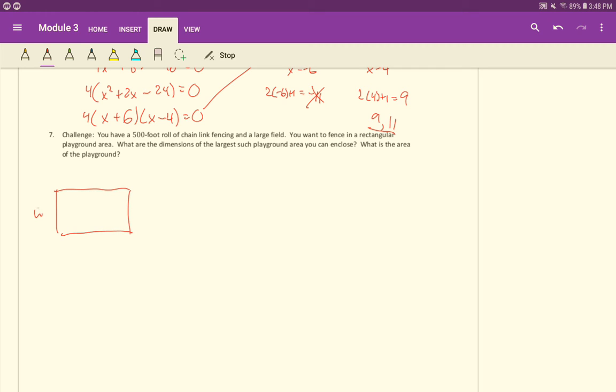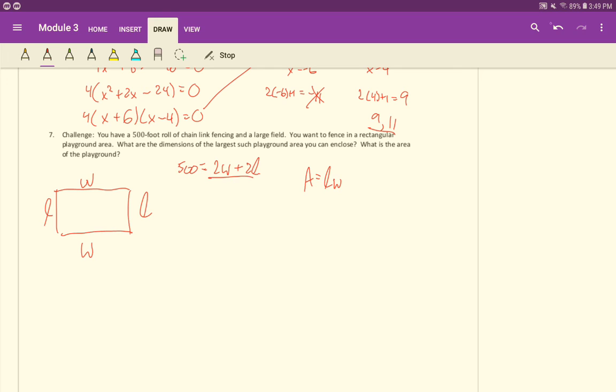You'll have width and length, and that's going to be for the perimeter. Then this 500-foot roll, that's the perimeter, that's limiting how big we can make our fence by the amount of fencing that we've got. So in other words, it's really 500 equals 2w plus 2l. Okay, the area is just going to be length times width.